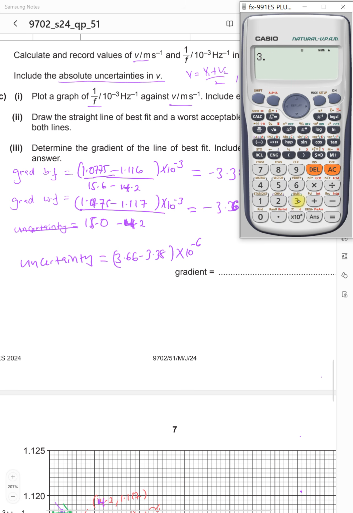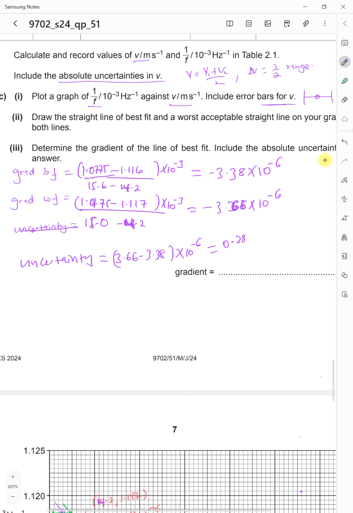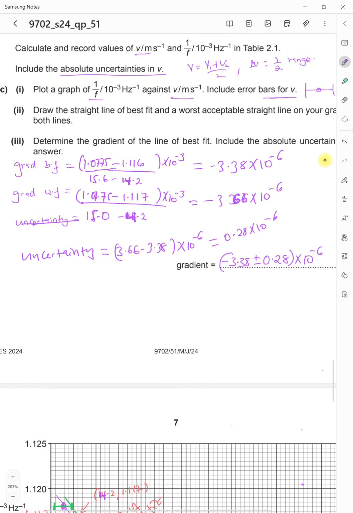So 3.66 minus 3.38, that is 0.28 times 10 to the power of minus 6. So here I will just write my answer as negative 3.38 plus or minus 0.28 times 10 to the power of minus 6. Okay. So I think that is going to be correct, or it makes sense.